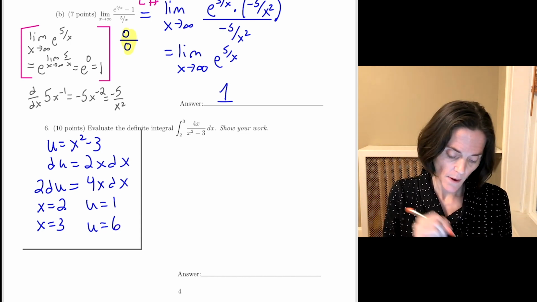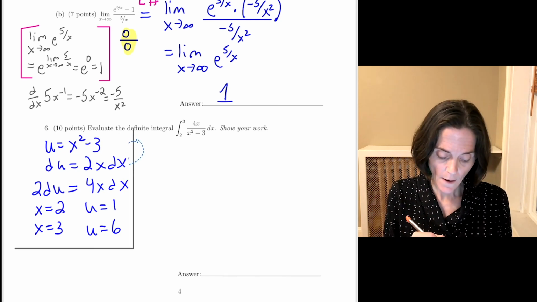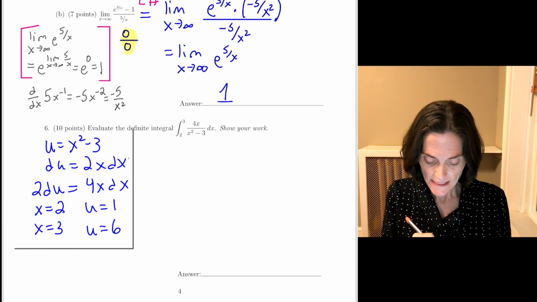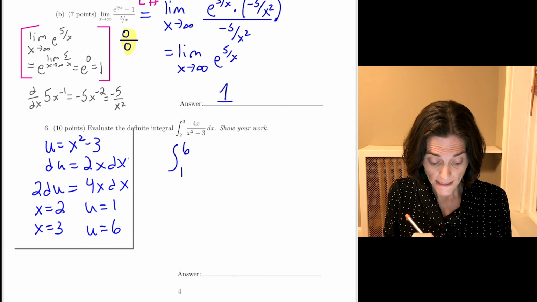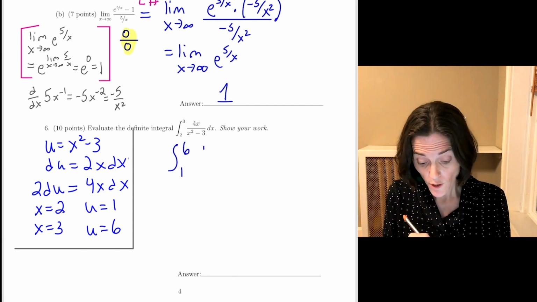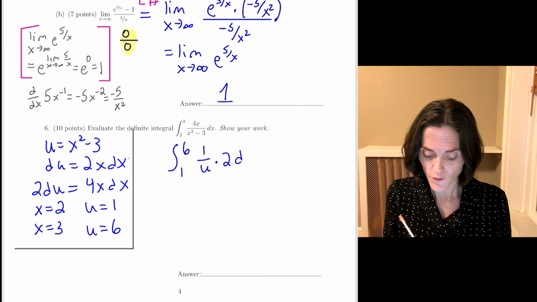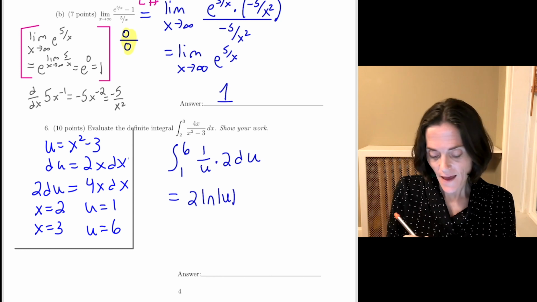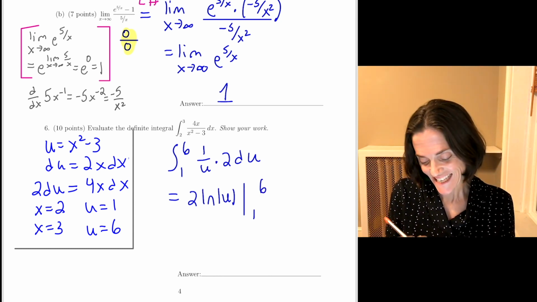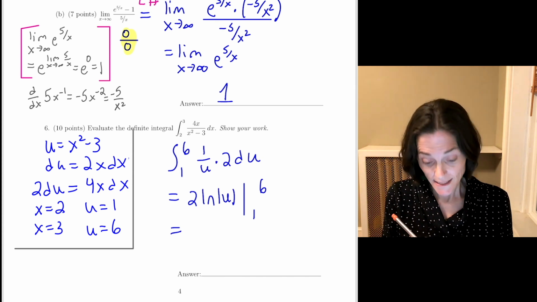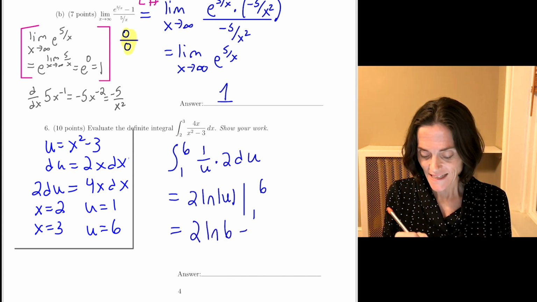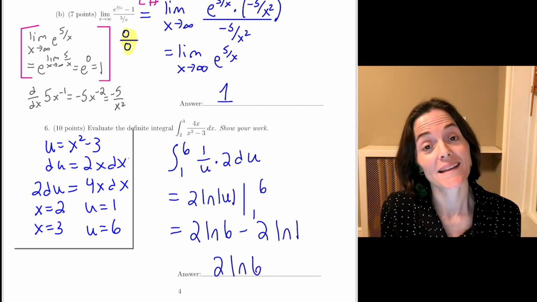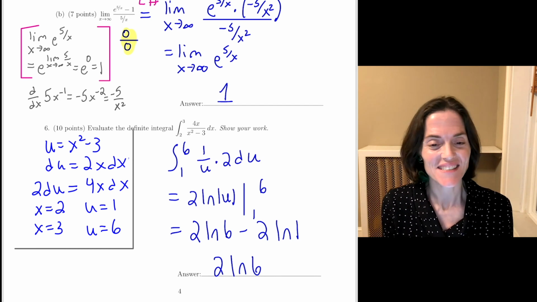So I will put all of this in a box. Okay, now I'm ready for the problem. We're ready to convert to an integral of u. It's an integral. U ranges from 1 to 6. And then I have 1 over u times 2 du. We have 2 ln absolute value of u, and then we evaluate between 1 and 6. We have 2 ln 6 minus 2 natural log of 1, so we get our final answer. Natural log of 1 is 0, so we just have 2 natural log of 6.